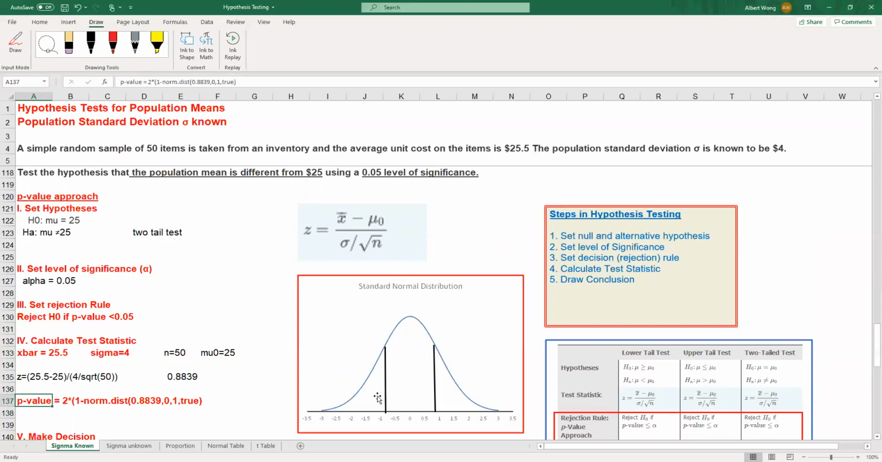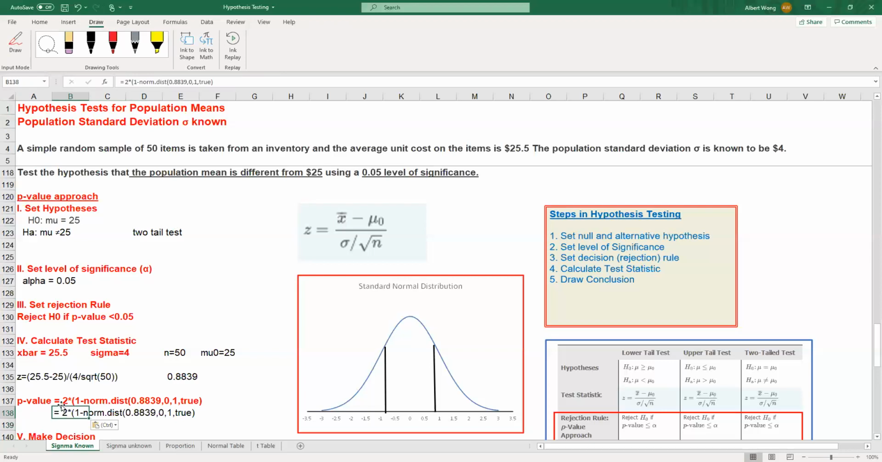So 1 minus norm dist of 0.8839, 0, 1 would be this area. And then you do 1 minus to get this area. And because this is a two-tailed test, you multiply this area by 2. And so if you calculate this, then you should be able to get what you need.